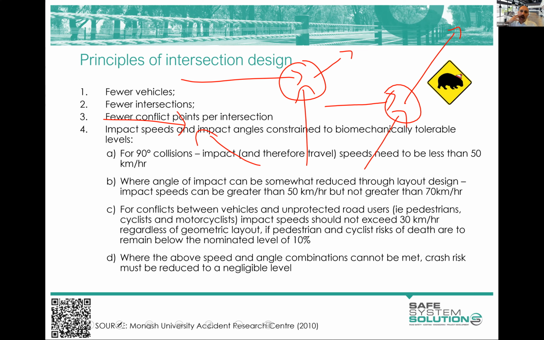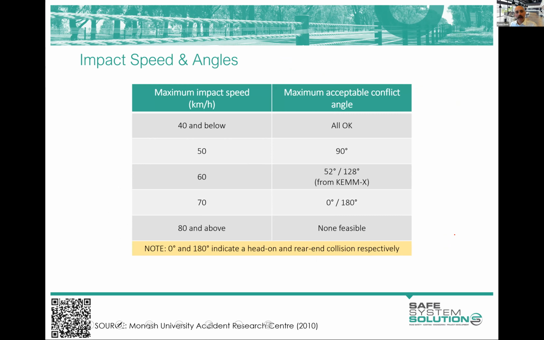Then we're talking about vulnerable road users, and we're aiming at 30 kilometers per hour or below for those. And if you can't meet these combinations, we need to reassess how this is all operating and what can be done. So they're just some high-level principles I wanted to start with.